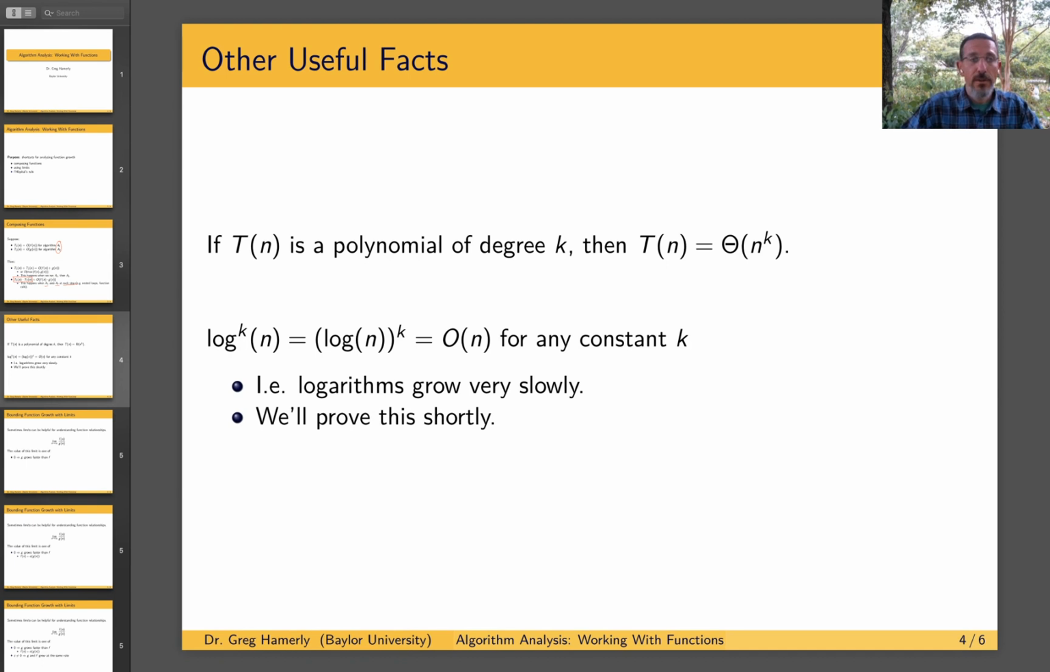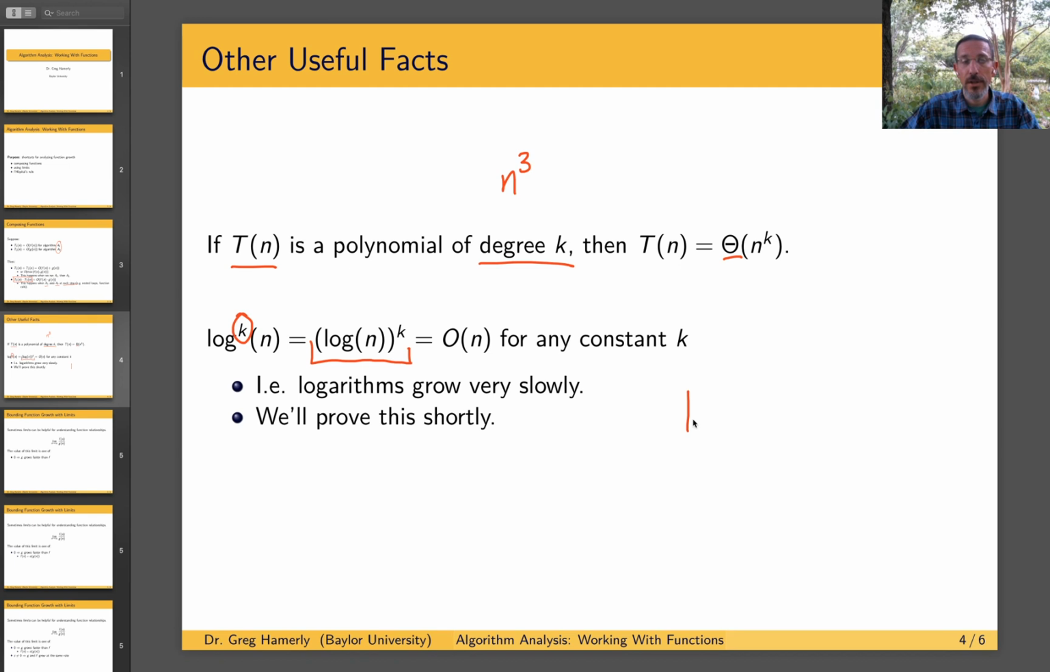Other useful facts: suppose that our T of n is a polynomial of degree k, something like n to the third. Then T of n is equal to big theta of n to the k, so in this case, n cubed. Another fact is log to the k of n, which is just shorthand for log of n to the quantity to the power k, is equal to big O of n for any constant k. So it doesn't matter if k is 10 or 100 or 1,000.